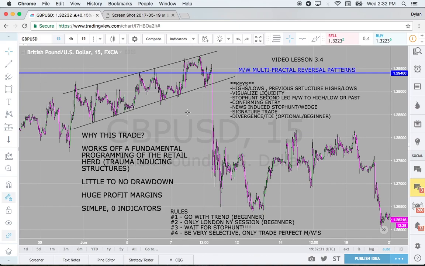Every previous lesson has been working up to what you are about to experience in this particular lesson. So, what we're about to talk about today are the M and W multifractal reversal patterns.